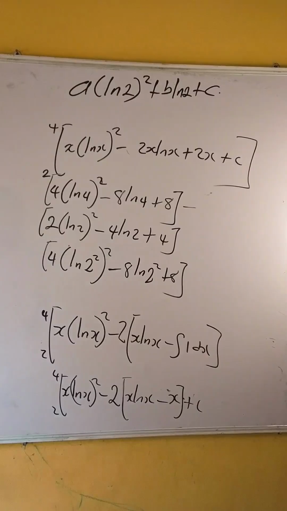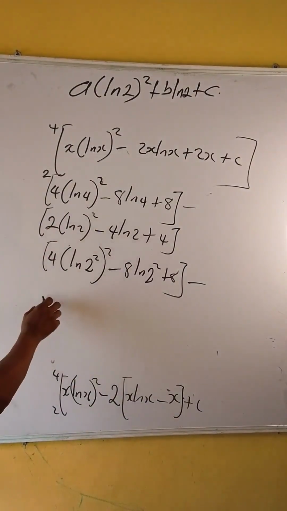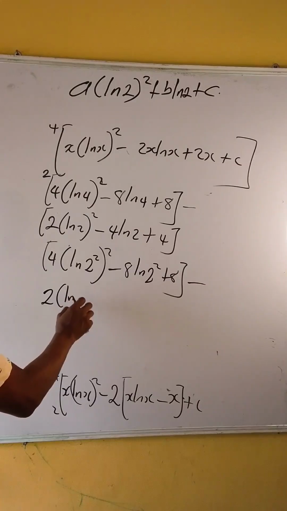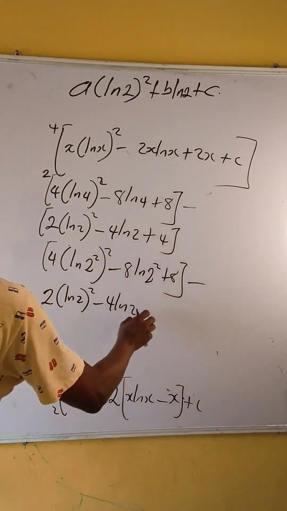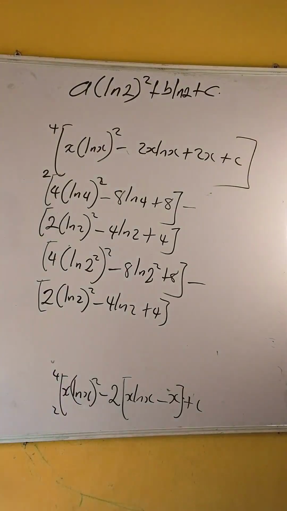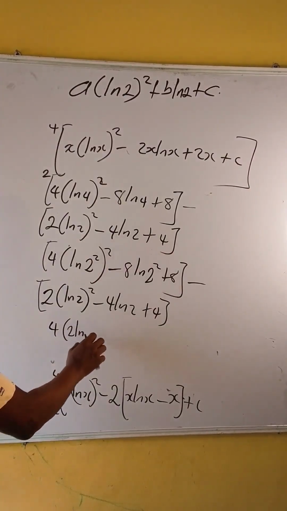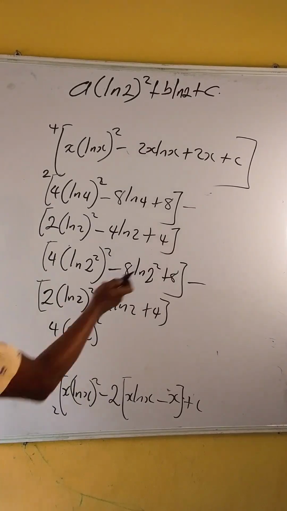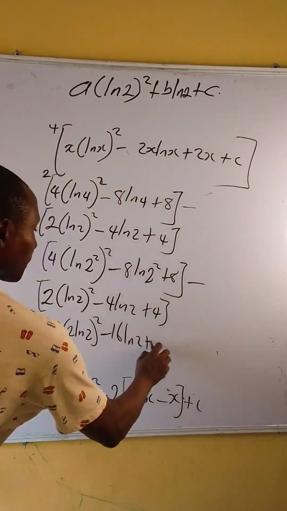We have done. So take away, we have the next one for the 2. This is 2 bracket ln 2 all squared minus 4 ln 2 then plus 4. Don't forget this is in brackets and it's been taken away. So don't forget now, from the rule of log, these 2 will come here. We have 4 bracket 2 ln 2 all squared. These 2 will multiply. This will have minus 16 ln 2 plus 8.